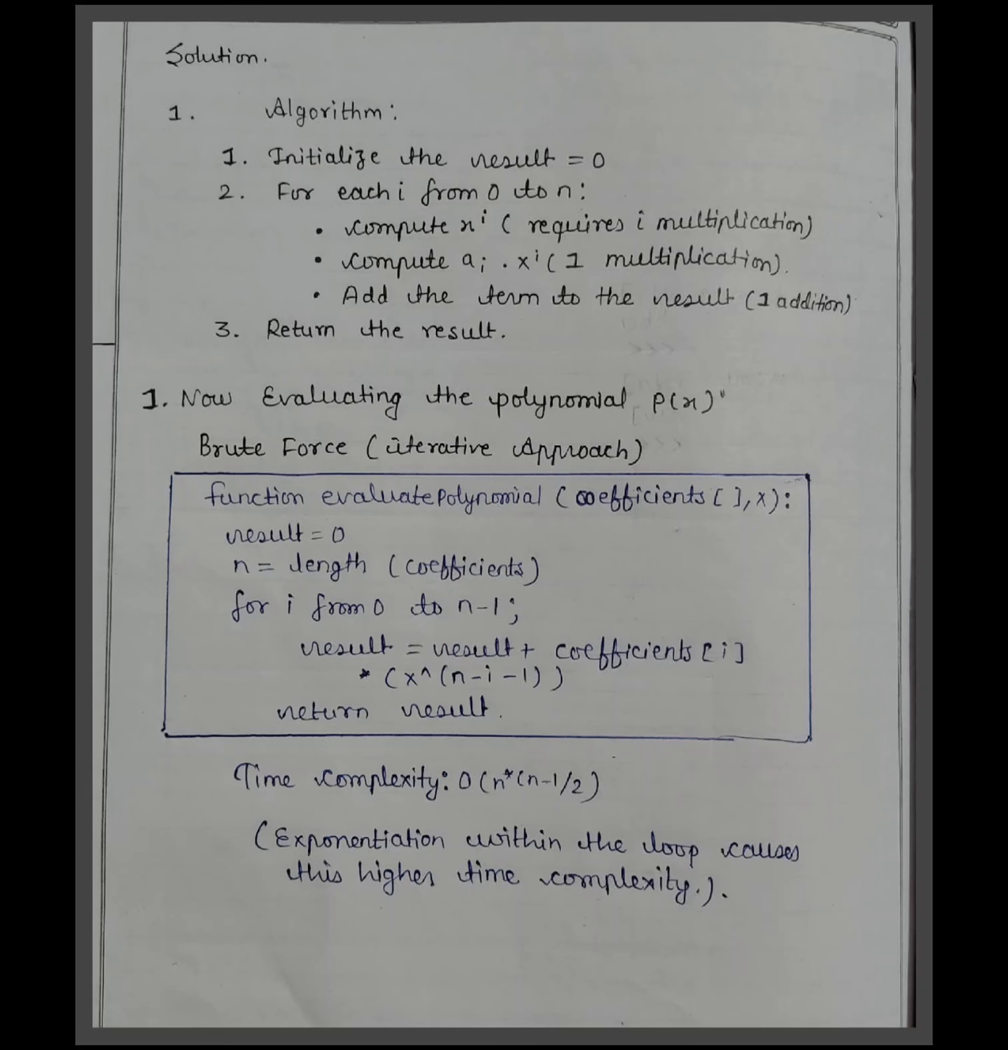First, initialize the result equals to 0. For each i from 0 to n, compute x^i, which requires i multiplications. Compute a_i times x^i, that is 1 multiplication. Add the term to the result, 1 addition. Now return the result. Time complexity O(n(n-1)/2). Exponentiation within the loop causes this higher time complexity.